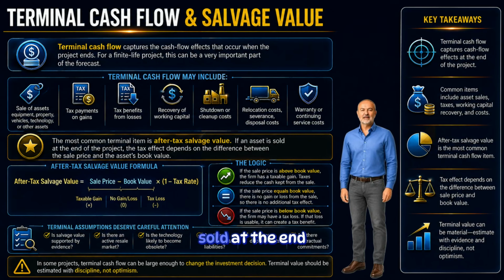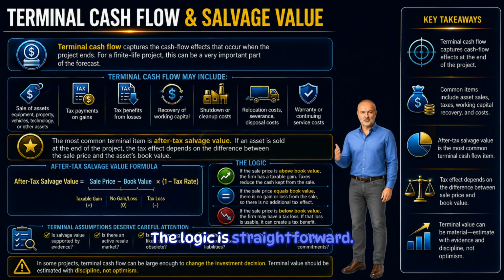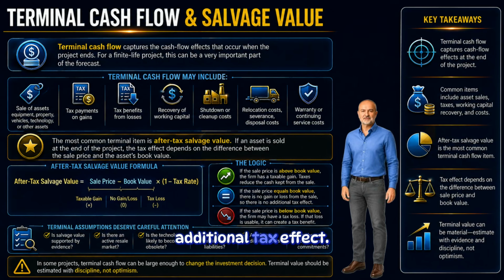If an asset is sold at the end of the project, the tax effect depends on the difference between the sale price and the asset's book value. You will see the after-tax salvage value formula in the background. The logic is straightforward. If the sale price is above book value, the firm has a taxable gain. Taxes reduce the cash kept from the sale. If the sale price equals book value, there is no gain or loss from the sale, so there is no additional tax effect. If the sale price is below book value, the firm may have a tax loss.